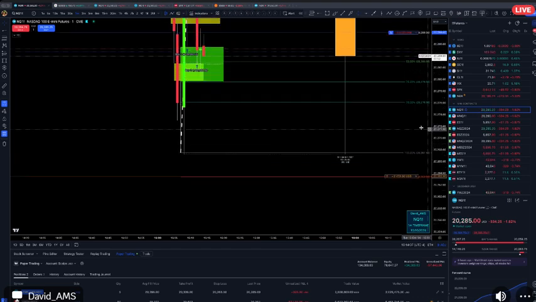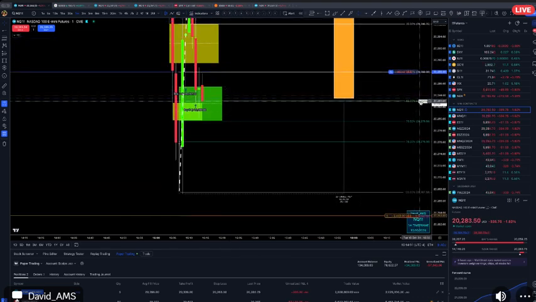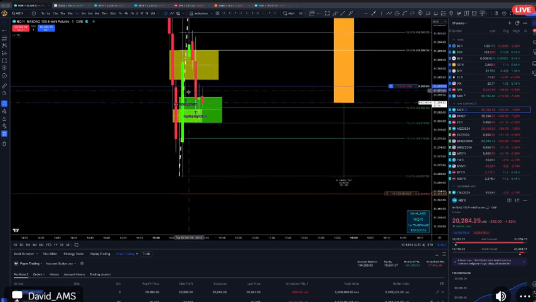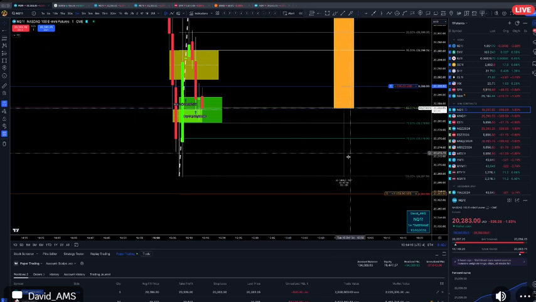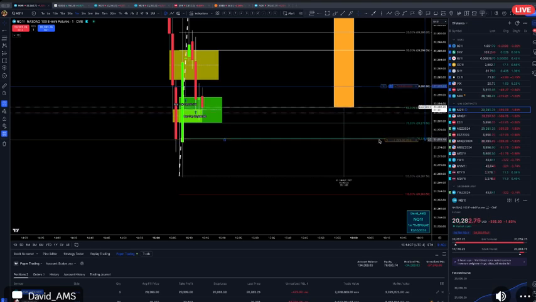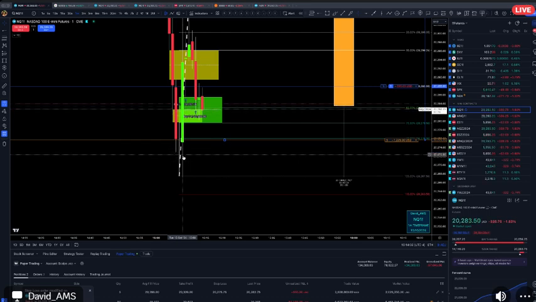Now, technically, I needed to put my order right here on this level, and I just moved it up. But you see how the first reaction off of it is always quite okay in that sense, where you could leave your stops really tightly underneath. I need to respect the mid of this wick.